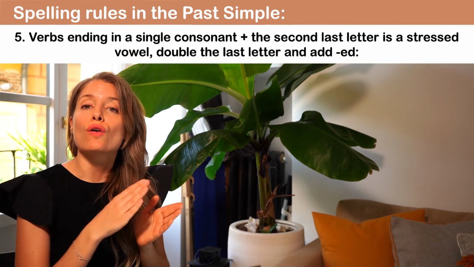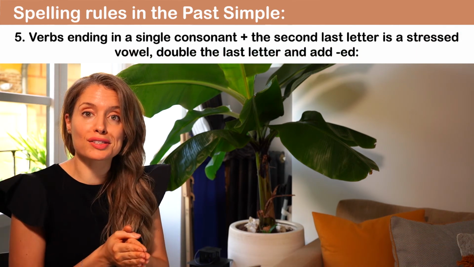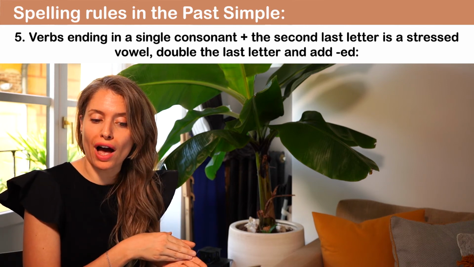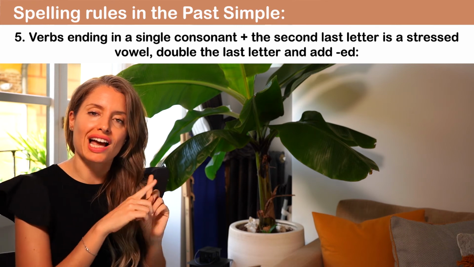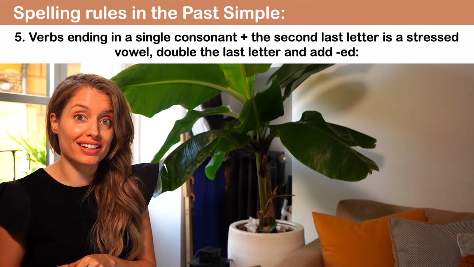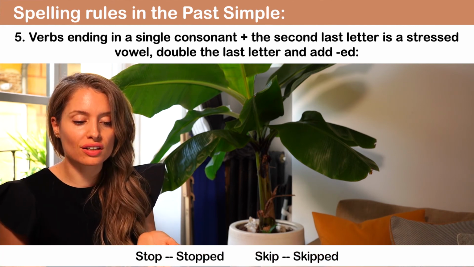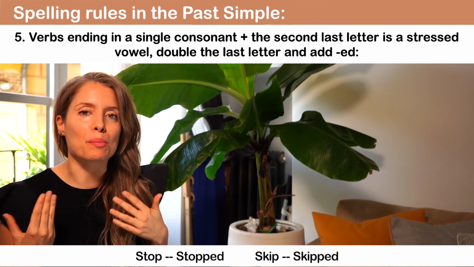And finally, for verbs ending in a single consonant where the second last letter is a stressed vowel, we would double the last letter and then we would add ed. For example, stop, stopped, skip, skipped. And there you go. There you have the past simple, how to use it, how to conjugate it, how to use it in the negative and question form, and some spelling rules to help you out.